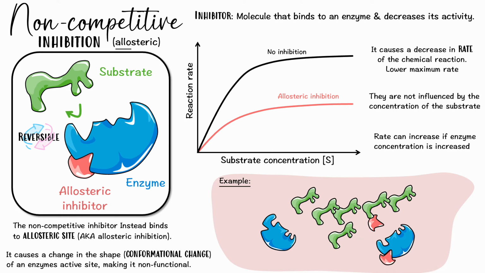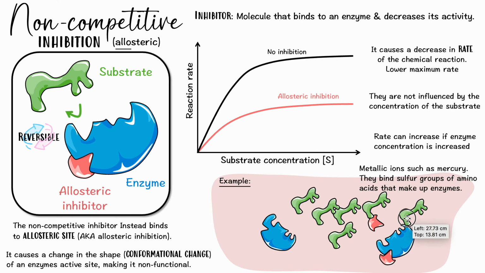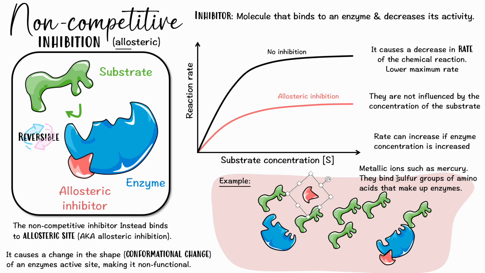Okay, awesome. Real quick, an example you guys need to know, though not too important. Metallic ions such as mercury can behave like a non-competitive inhibitor. So they can bind to a spot here. Remember, it's a protein, so it's made up of amino acids. So these metallic ions like mercury can bind to these amino acids here, specifically the sulfides. You know, some amino acids have sulfur groups. So when it binds to those amino acids, it will cause a structural change of the active site. So that's just a small example you guys need to know. It's not too important. Okay.